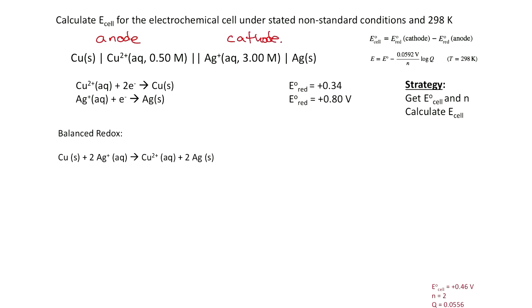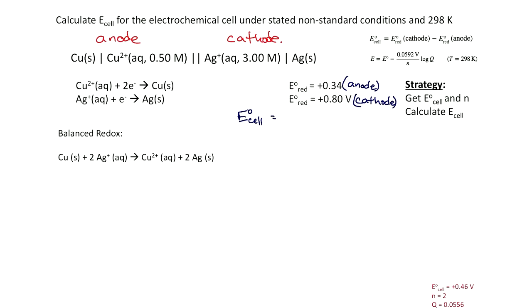Perfect. So that means if I give you these reduction half reactions, we can go ahead and calculate E cell naught, so at standard conditions. So E cell naught is simply going to be, so copper is our anode, silver is our cathode.